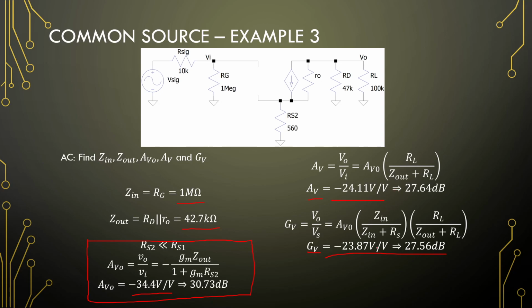Right, so remember that with a common source amplifier or any MOSFET amplifier, you get to pretty much choose your input impedance with a gate resistor right here. Okay, so let's have a look at our simulations. That will give us an idea of how accurate this analysis was.